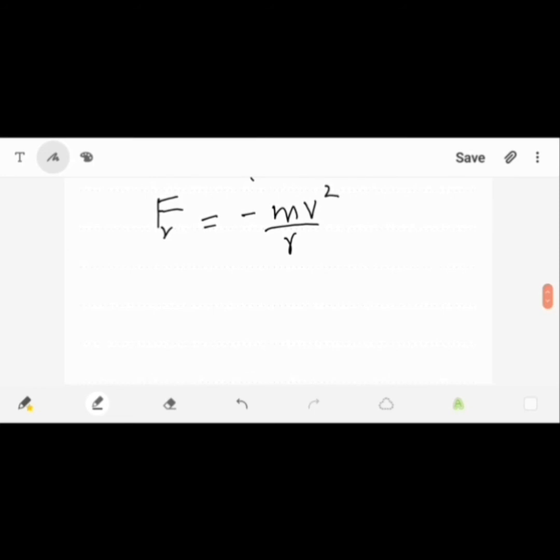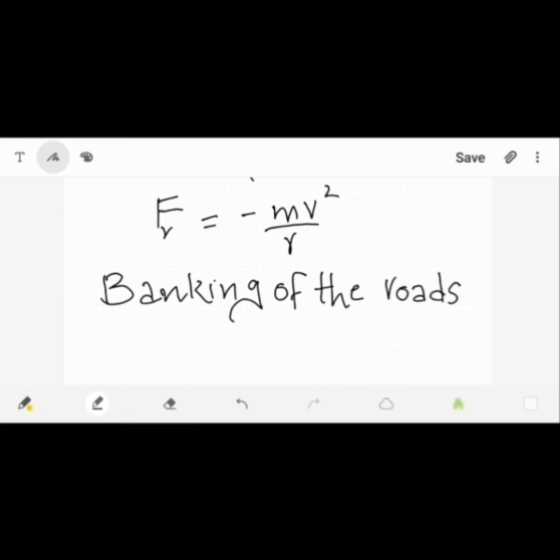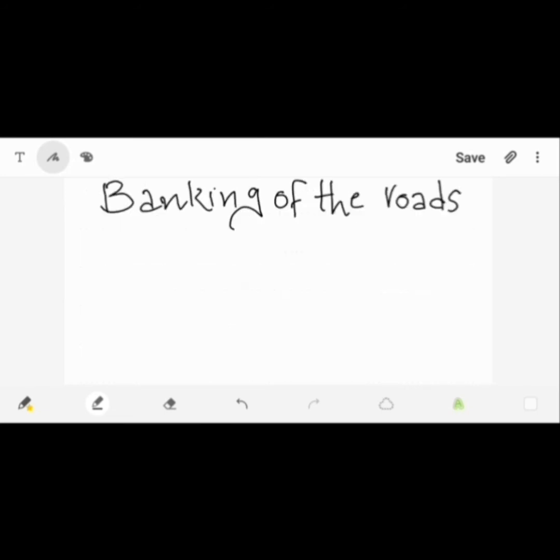Now after that we have to discuss some examples or some applications of centripetal force. There are 3 applications of centripetal force as given in your book. One of them is banking of the roads. We will discuss the applications of centripetal force. First application is banking of the roads.